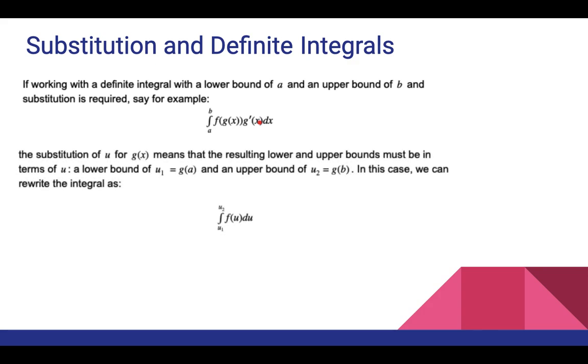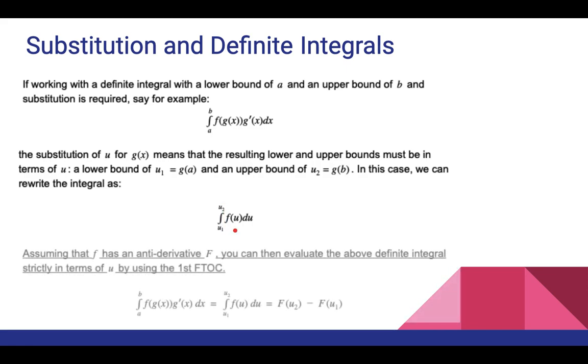All right. The substitution of u for g of x means that the resulting bounds must be in terms of u. So what we do is we plug in a for x and b for x, and that gives us new lower and upper bounds. Specifically, the new lower bound is going to be g of a instead of a, and the new upper bound is going to be g of b instead of b. So in this case, we can rewrite our integral as the definite integral from u1 to u2 of f of u du.